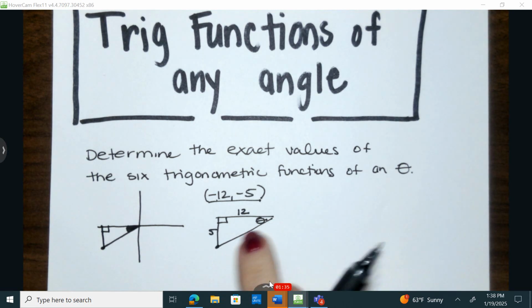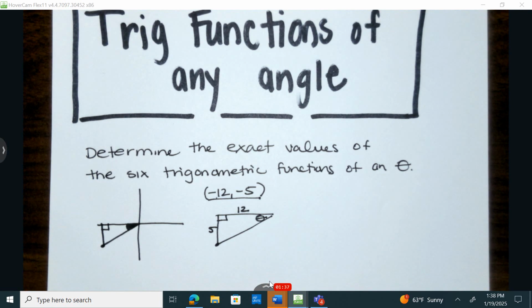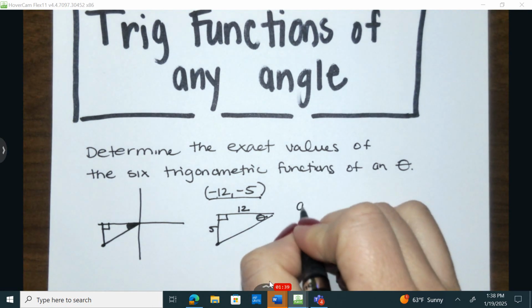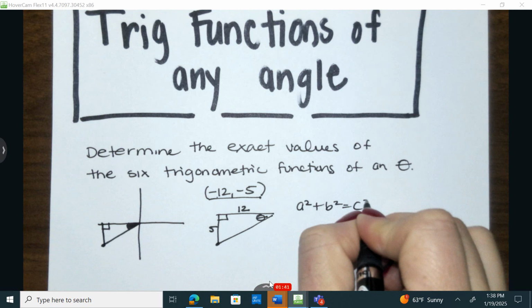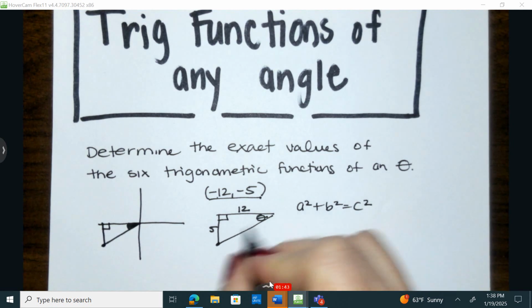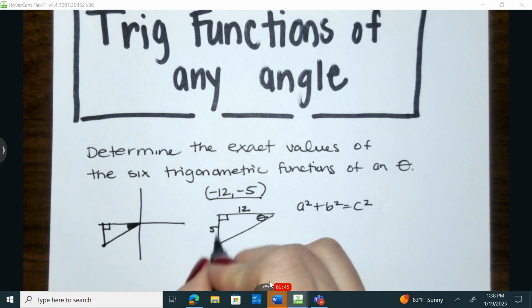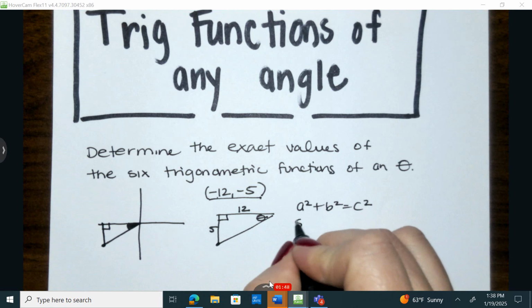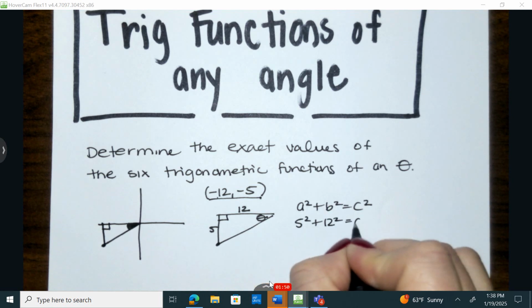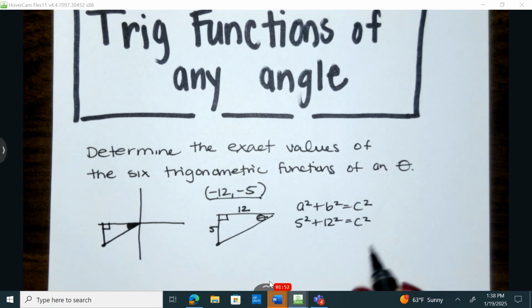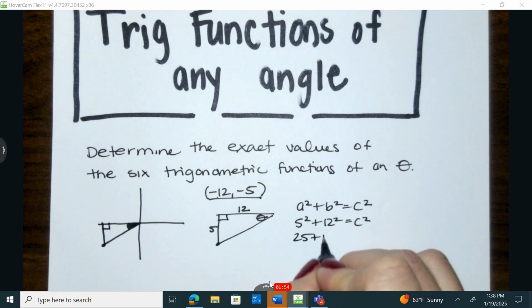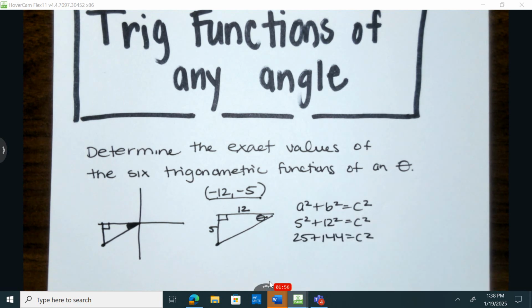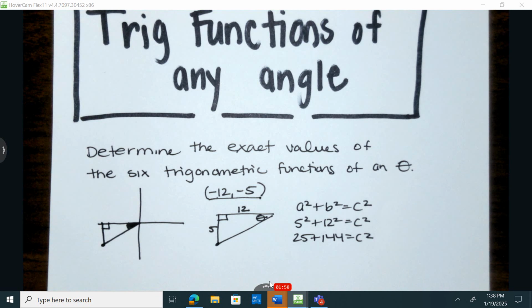Now I need to figure out what this missing length is, and I can use the Pythagorean theorem. A squared plus b squared equals c squared. Our legs, it doesn't matter which one I identify as the 5 or the 12. So 5 squared plus 12 squared equals some unknown length squared. 25 plus 144 equals c squared, and when I add 25 to 144, I end up with a value of 169.